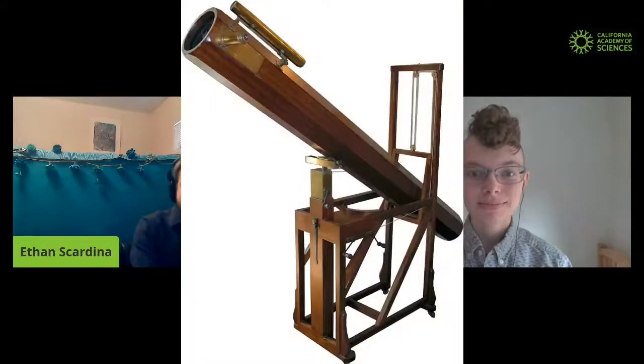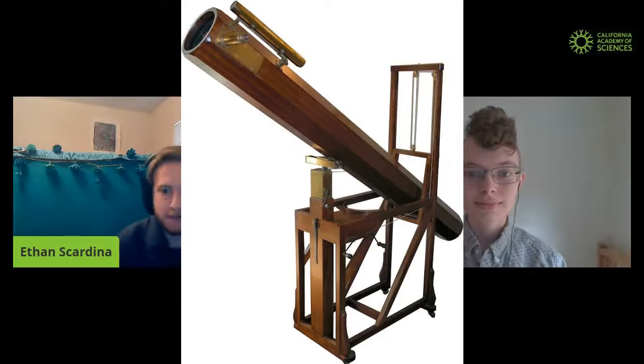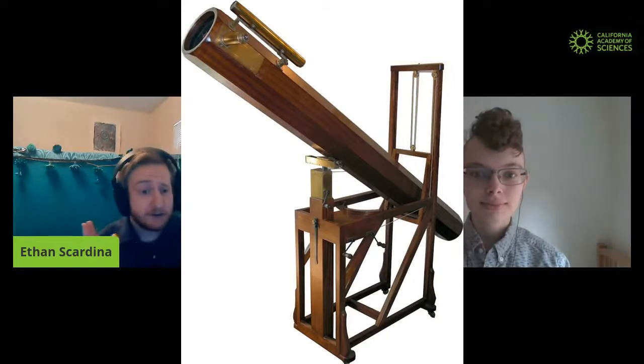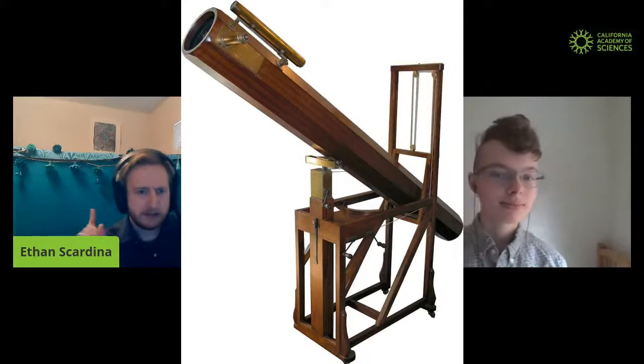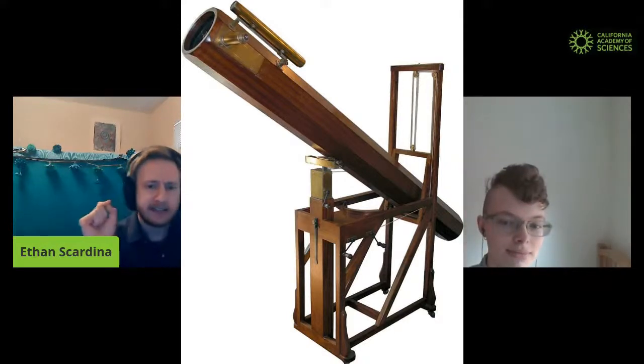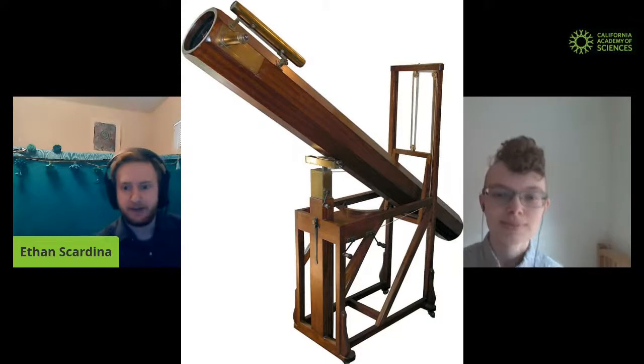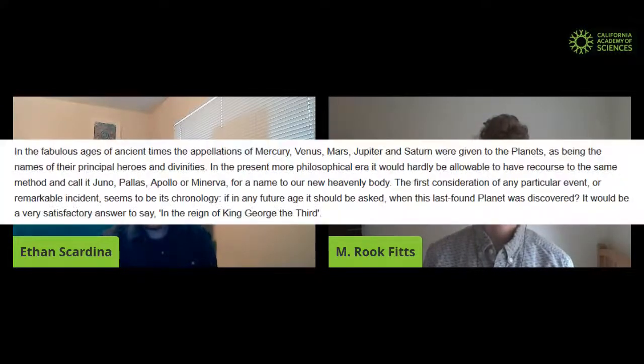But Uranus was discovered after that by William Herschel using a telescope that looked like this. It was not actually the first time it was seen. It had been seen before, but he was the first person to recognize that it was not just a star, that it was a planet. And so he had this problem of what do we name it? He had something to say on it. This was the time when people wrote letters to each other. So this is, wow, that's right over my face, huh?